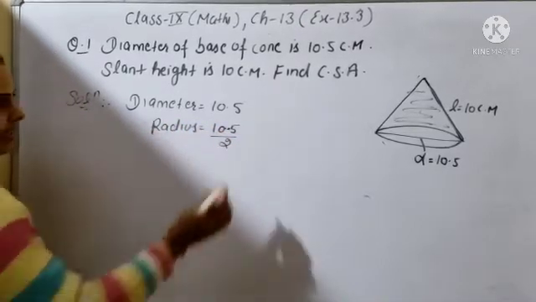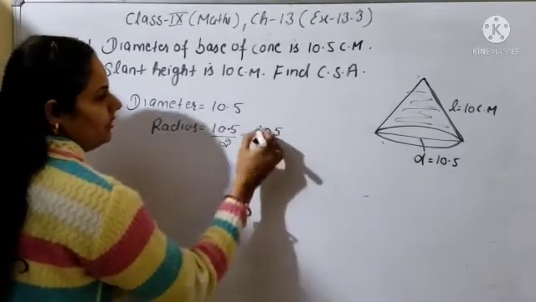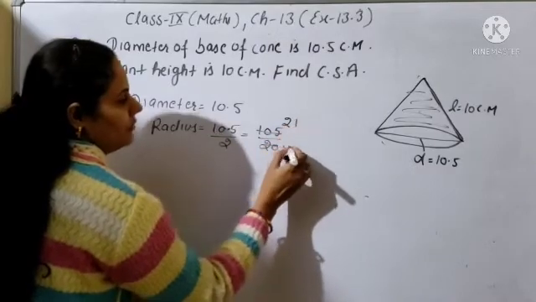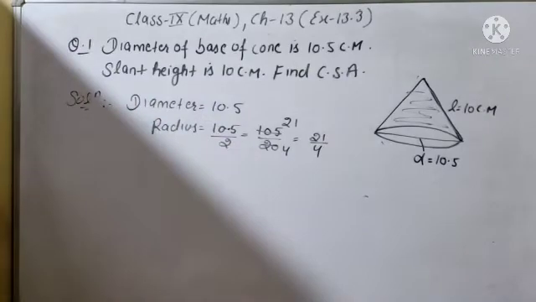Clear? You can write it like that also: 105 upon 20. Cancel out by 5. 5 2s are 10, 5 1s are 5, 5 4s are 20. So you can write 21 upon 4 is the radius of the cone.